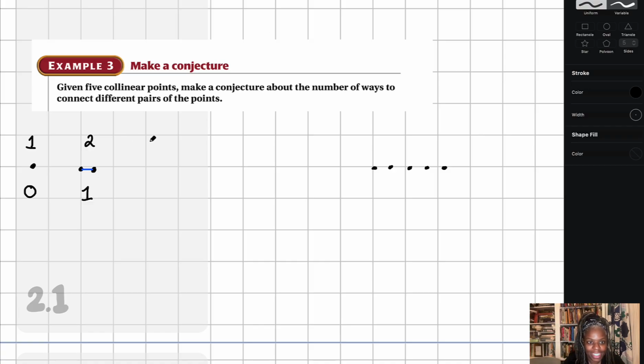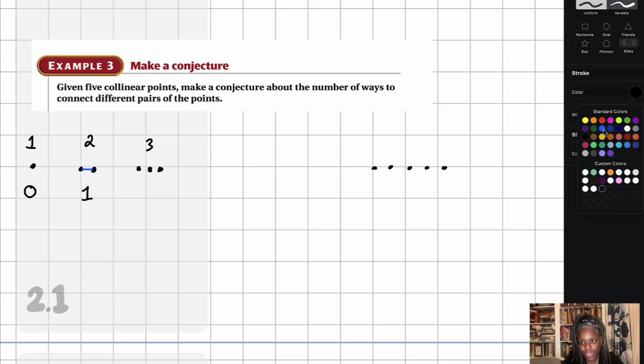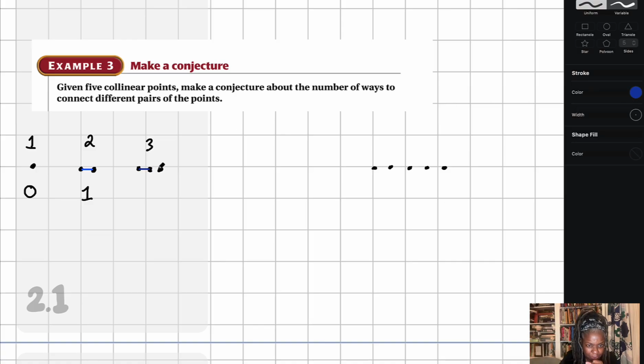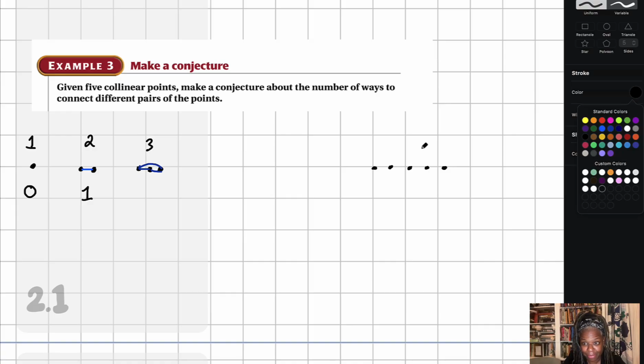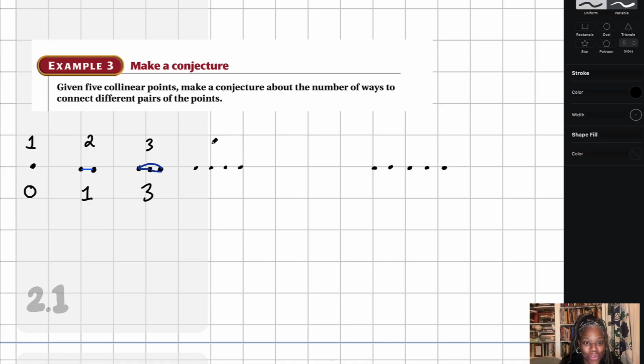Let's try more. So we did 1, we did 2. Let's find 3 collinear points and let's see how many ways we can connect them. Or how many different connections we can make, right? So we've got 1 connection, 1, 2, 3. Is there any pair that's not connected here? I think we did them all. So we've got 3 ways to connect there. Okay, let's pick up with 4. So we've got 4 points and we're going to see how many different ways we can connect it. And again, we're looking for some kind of pattern.